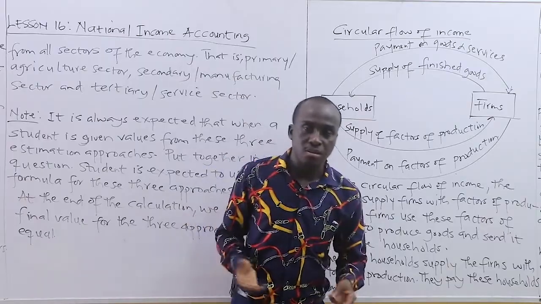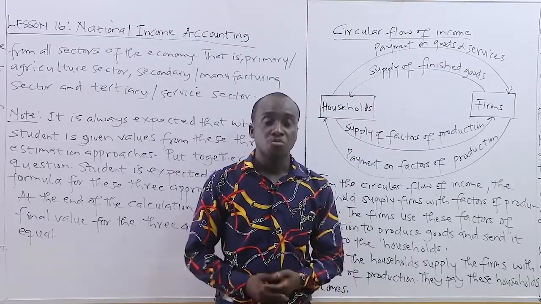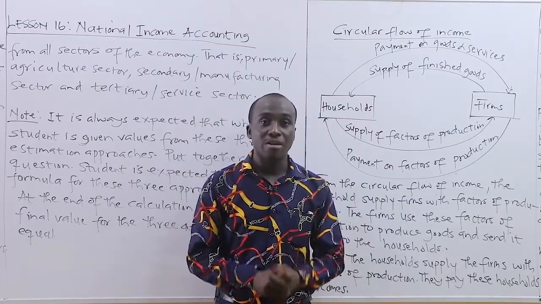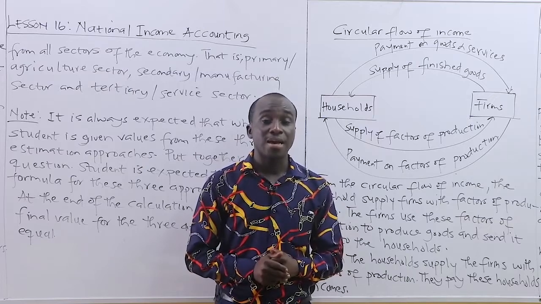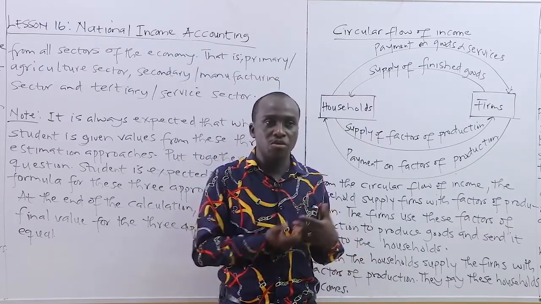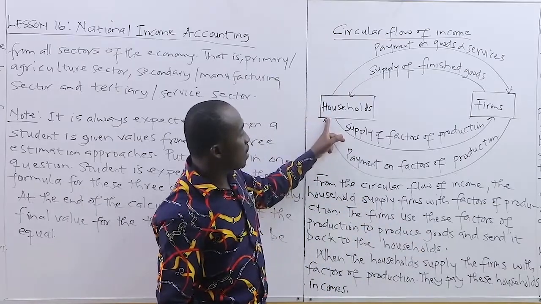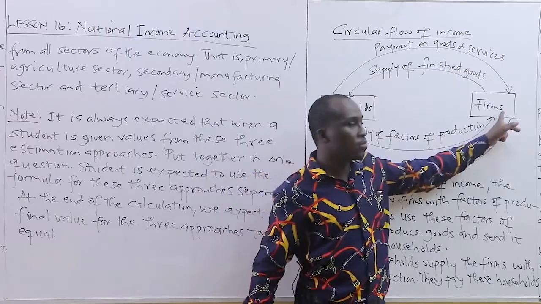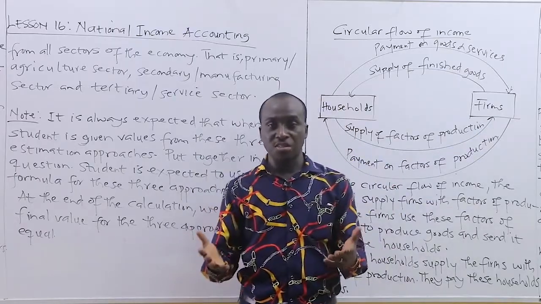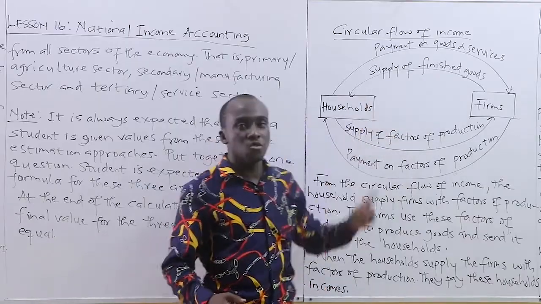What are factors of production? We supply them with labor. If I go and work for Unilever, I'm giving them my labor. We supply them with raw materials. We supply them with water. We supply them with what? Land. If today you finish school and go and work for Unilever, what are you supplying? Your factors of production. So the households supply the firms with what? Factors of production. What do the firms use the factors of production for? They use them to produce goods and send them back to the household.